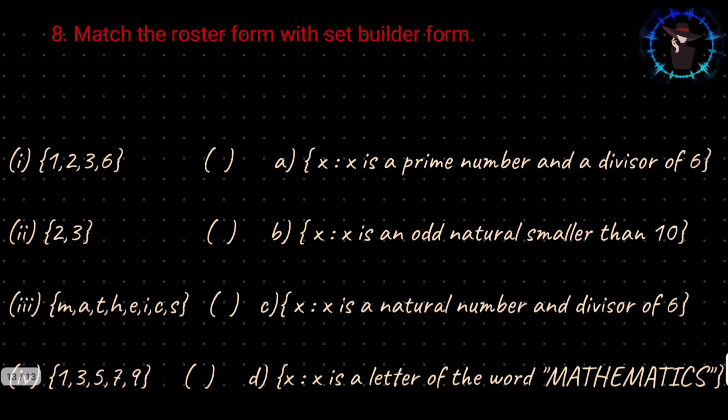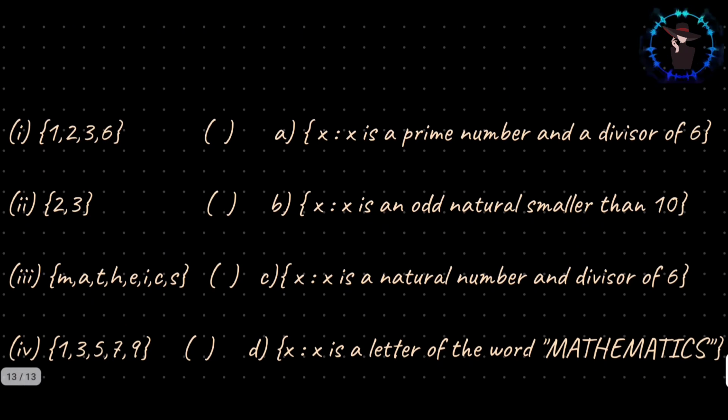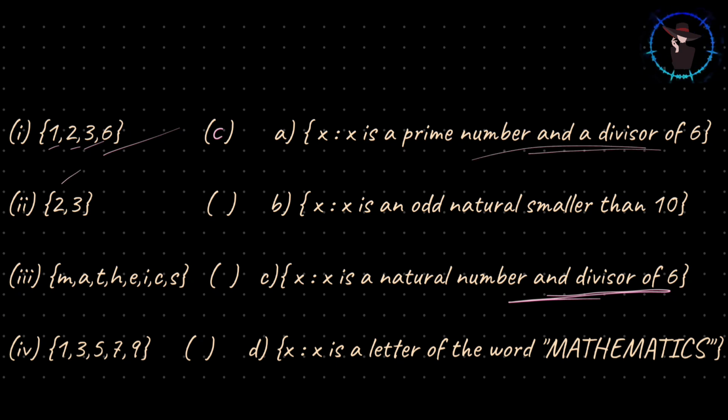The last question of this exercise is, we need to match the following from roster form to set builder form. Let's see. So the first one is 1, 2, 3 and 6. It is a set of natural numbers that are divisors of 6, right? 1 can divide 6, 2 can divide 6, 3 can divide 6 and 6 can divide 6. So the first one is C. Next, 2 and 3. Prime numbers and divisors of 6. 2 divides 6, yes. 3 divides 6, yes. Are those prime numbers? Yes. So it's A.